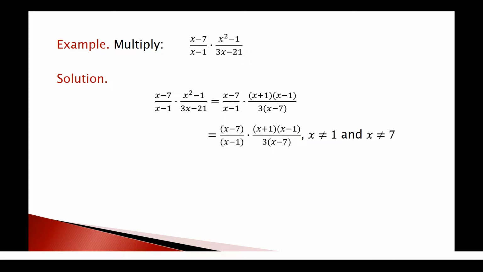And we see that x minus 1 is a common factor, and x minus 7 is a common factor, so we cancel out this x minus 7, and then we look at x minus 1, which is a common factor, so we cancel that out as well. And then we are left with x plus 1 over 3, which is the product of these two rational expressions. And we also write the domain restriction, which is x not equal to 1 and x not equal to 7.